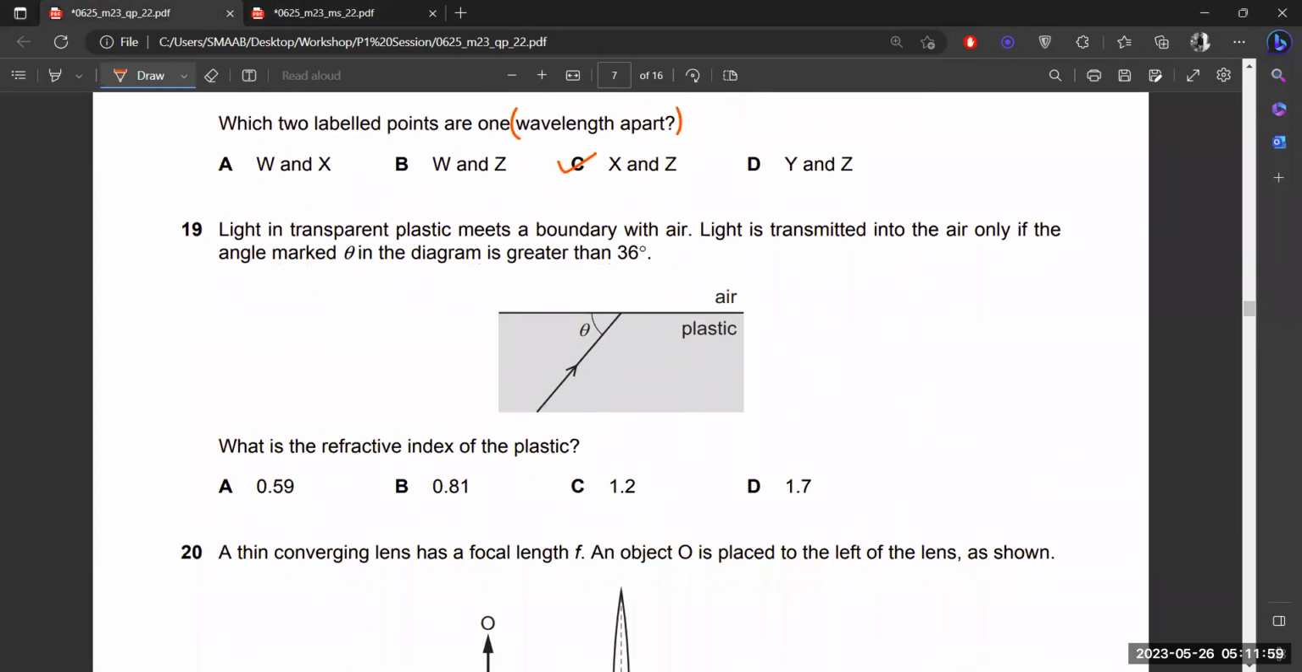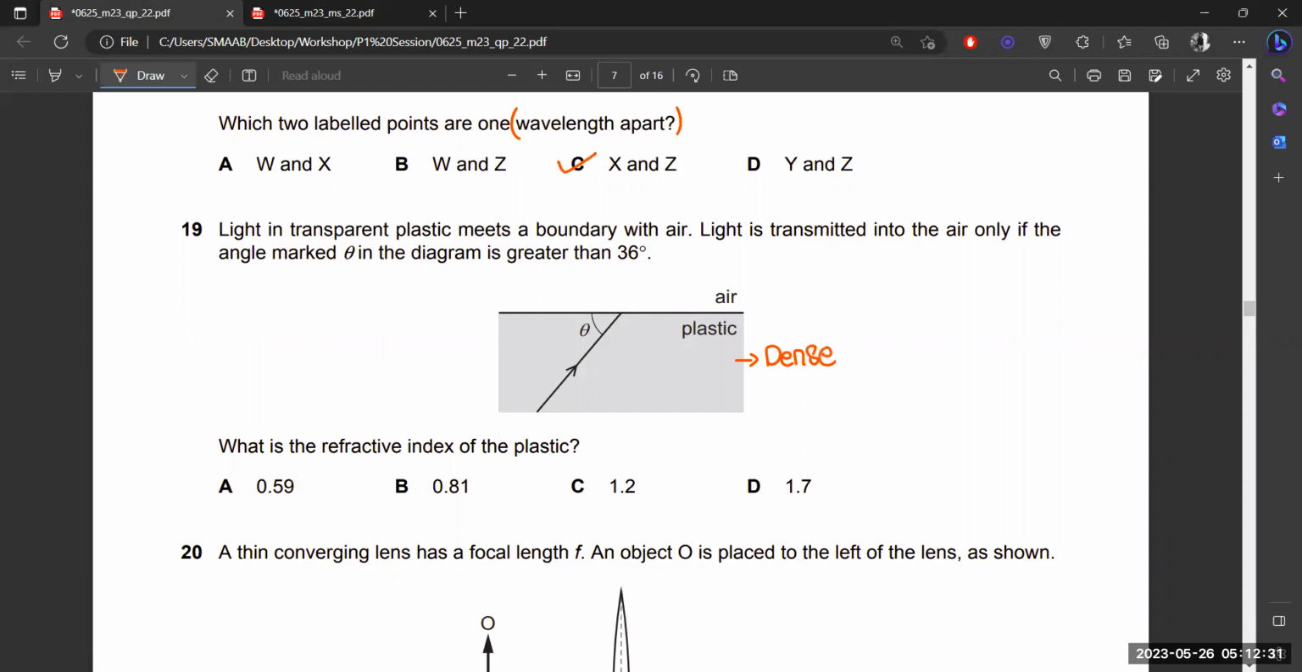Okay. Question number 19. Light in transparent plastic meets a boundary with air. Light is transmitted into the air only if the angle marked theta in the diagram is greater than 36 degrees. Okay, so basically they are talking about light being bent at 90 degrees as it moves into air, because plastic is a dense medium and air is a rare medium.